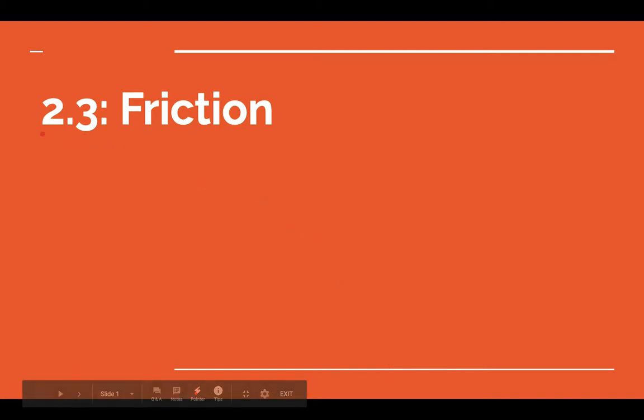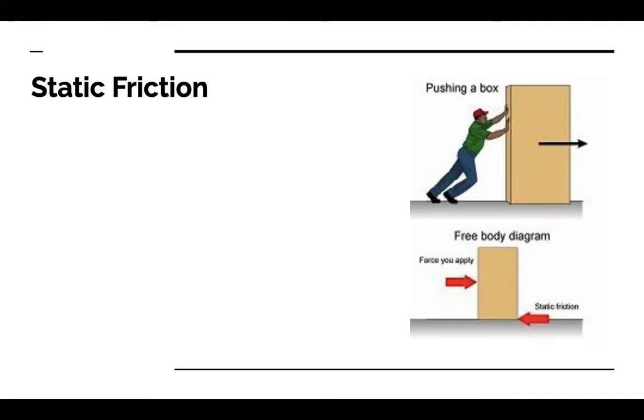So in this section, we're going to get an in-depth look at friction, specifically the different types of friction and the conditions under which friction acts. So the first type of friction we look at is what's known as static friction.